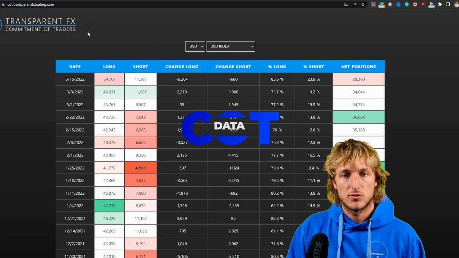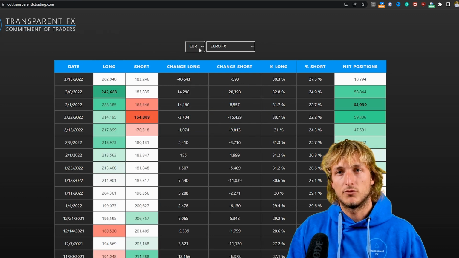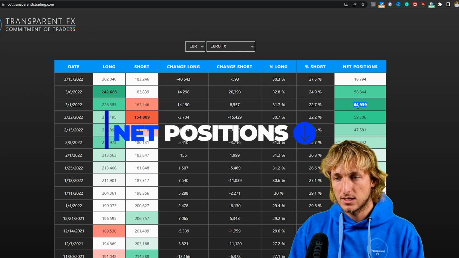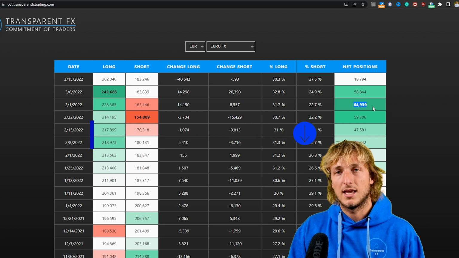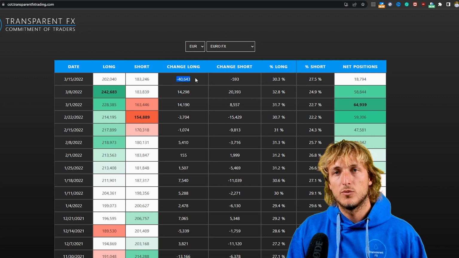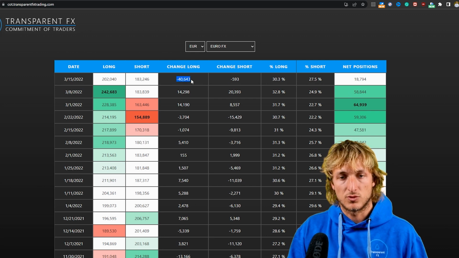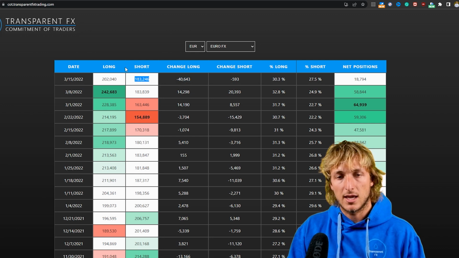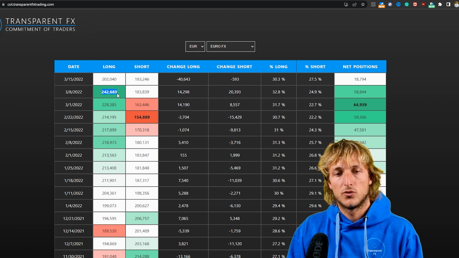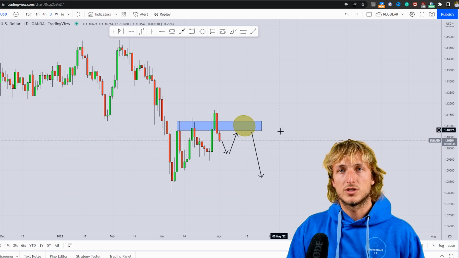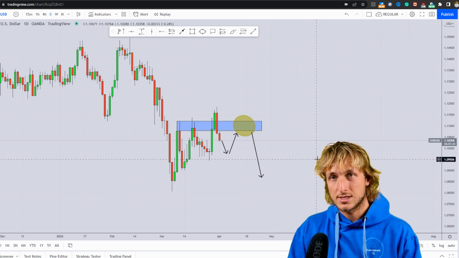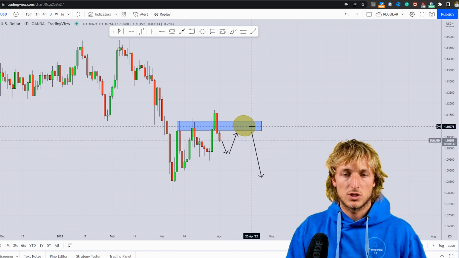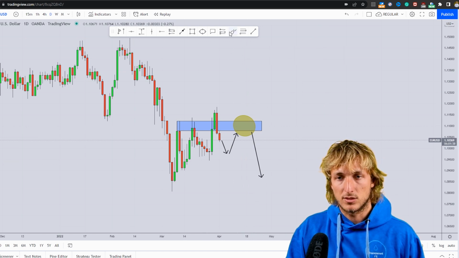Now, if we go and see what we have when it comes to the COT data, and we check the data for the euro, what we can see is that lately net positions have been dropping. In fact, we went from having 64.9k net positions all the way down to having 18.7k net positions, with 40.6k longs closed with the last report. So shorts are getting increased from 154k to 183k, and longs are getting decreased from 242k to 202k. So we're seeing from an institutional side shorts added and longs closed, which lines up with also what we have here from a technical perspective.